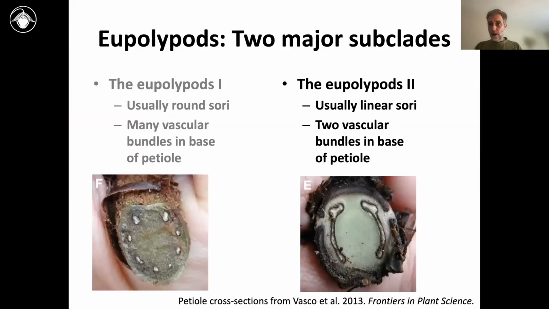So, quick reminder, we just talked about the Eupolypods 1, this group that usually has round sori and has many vascular bundles in the base of the petiole. This is that weird character that may sound not very useful, but it's actually useful. If you're willing to break off a leaf, you can almost always tell which of these 2 major clades you're dealing with. We, however, for this module, are going to be talking about Eupolypods 2. They usually have linear sori, and they have 2 vascular bundles in the base of the petiole.